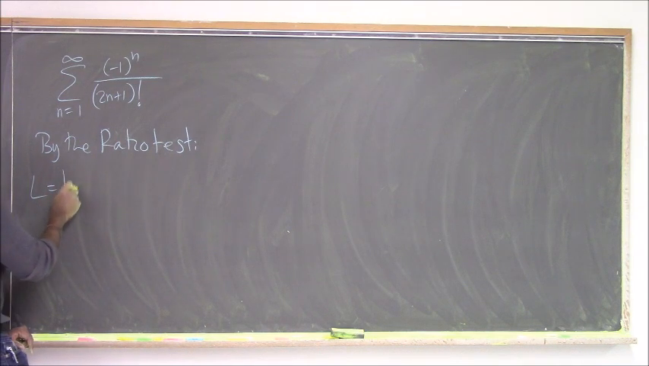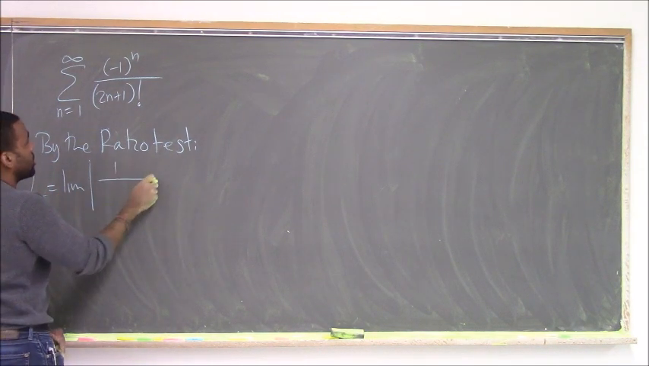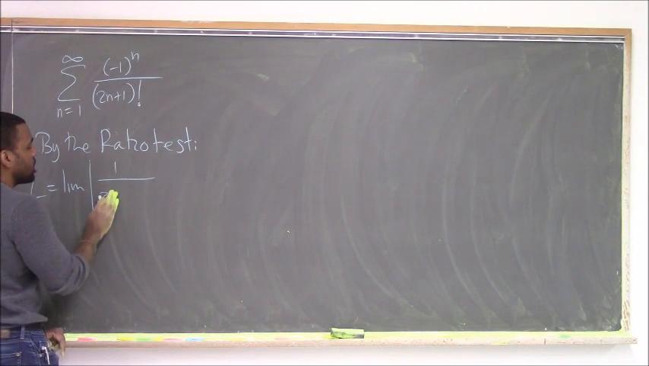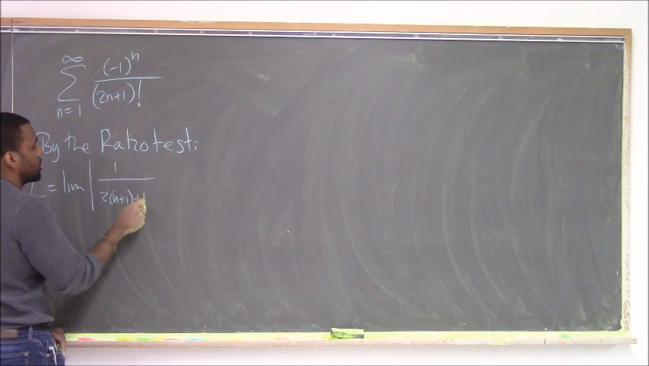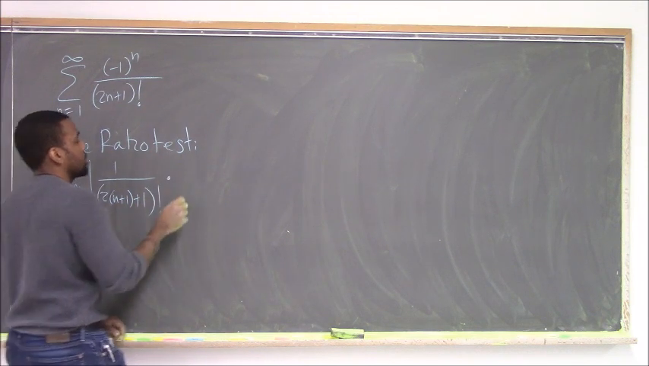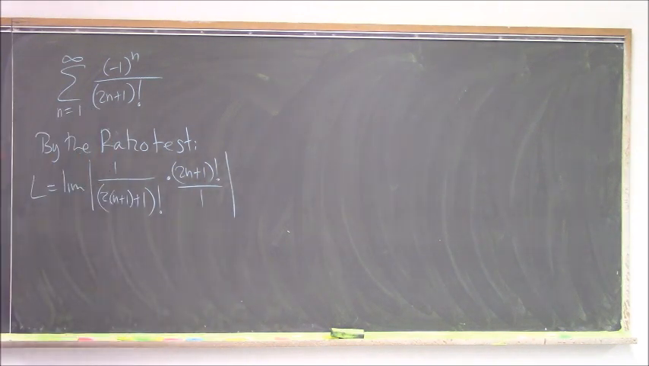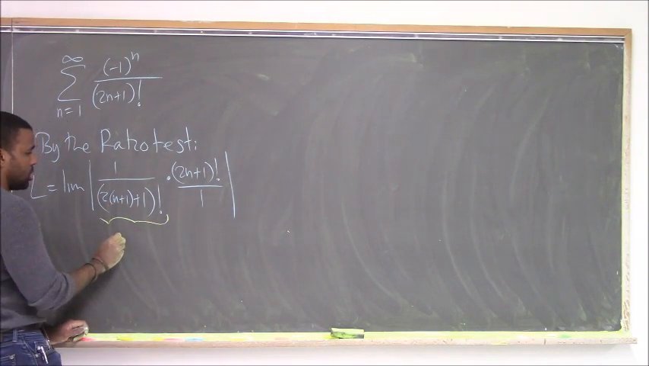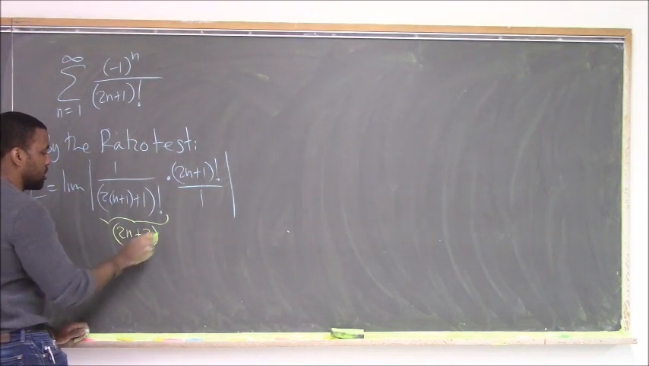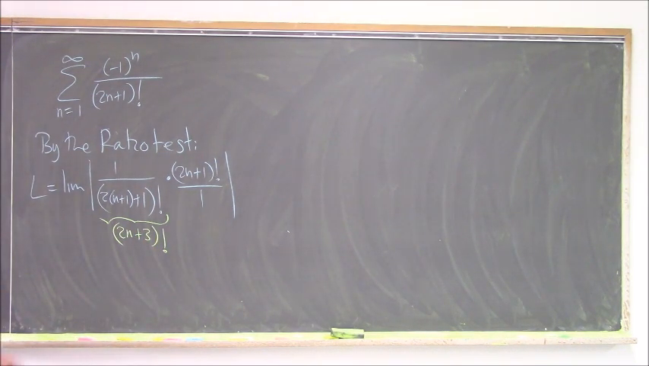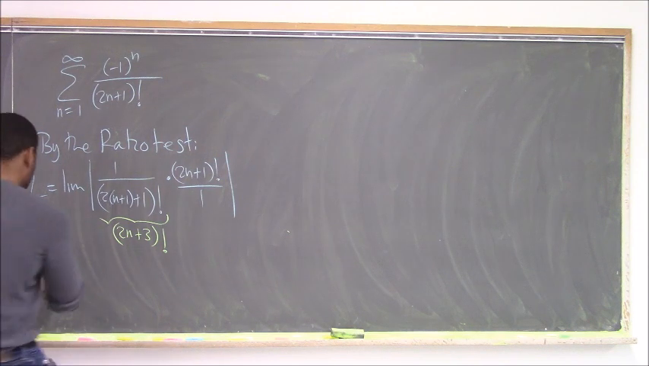Your L would be the limit of 1 over... Now, you have to replace all n's with n plus 1's. Which means down here, you actually have 2n plus 3 factorial, right? Notice that this is a larger factorial than that one. It would also stand to reason that this guy will include that guy. How so?